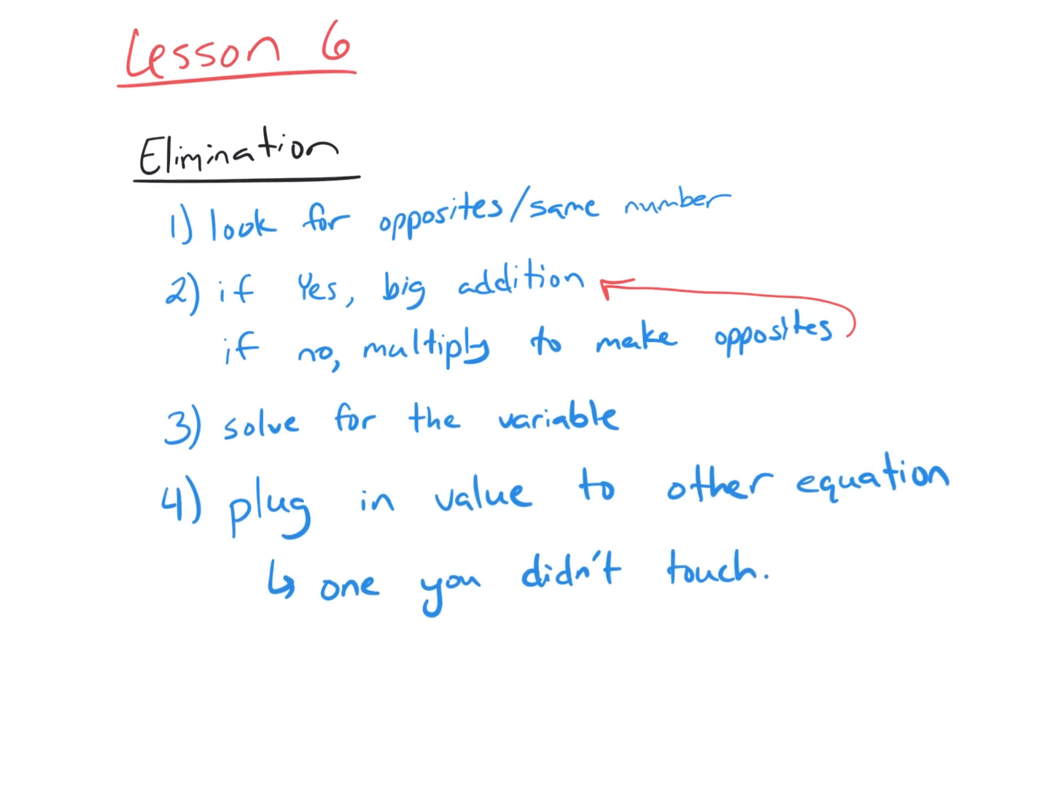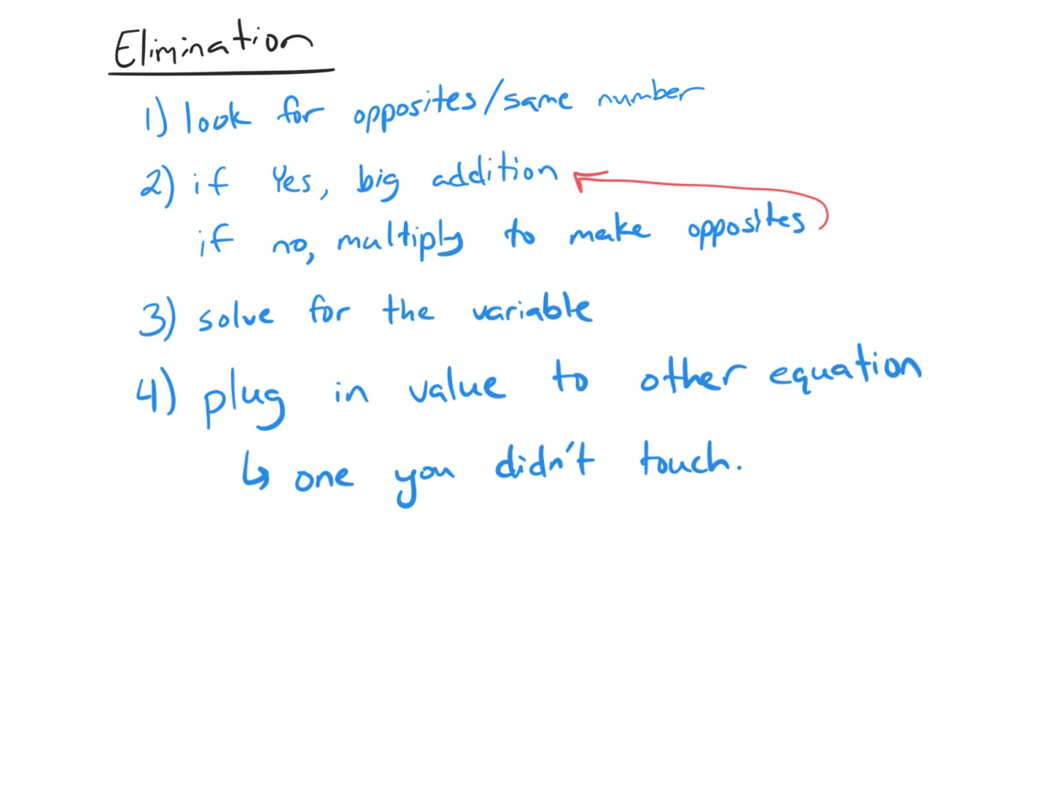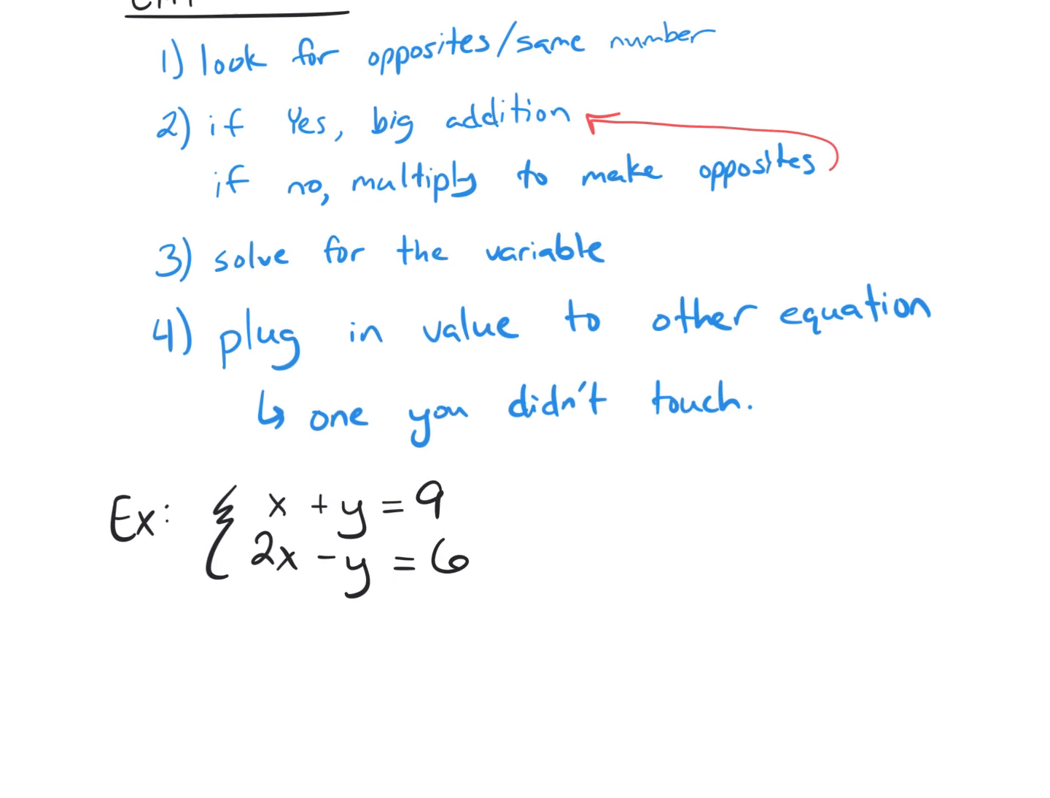Okay, so following those 4 steps is what's going to help you. So let's look at an example. Let's look at an example, I'm going to pull it from here. This one. If I have x plus y equals 9, and I have 2x minus y equals 6.